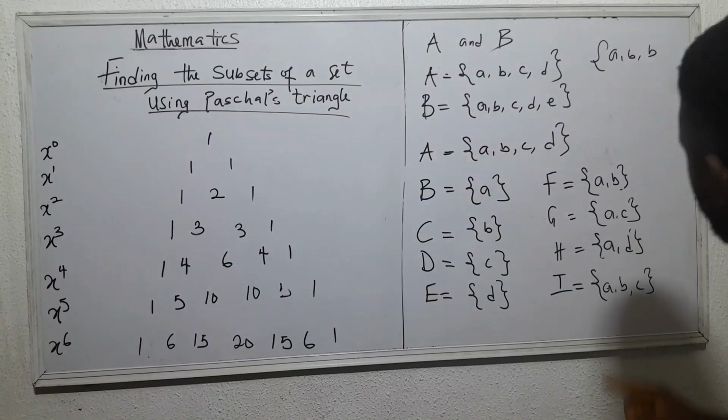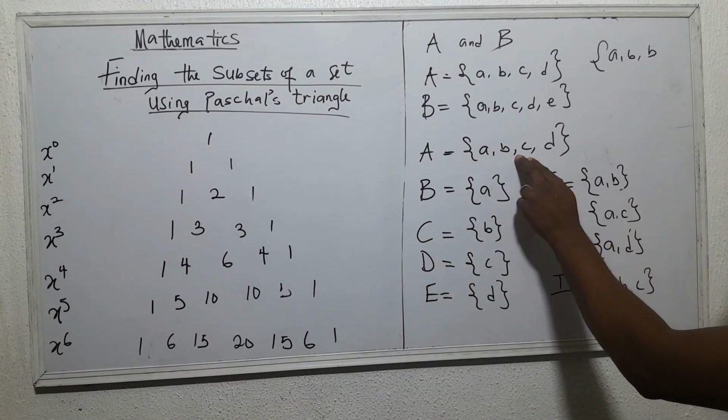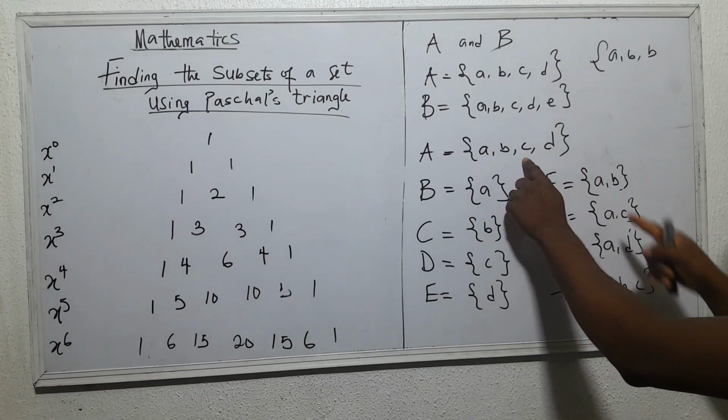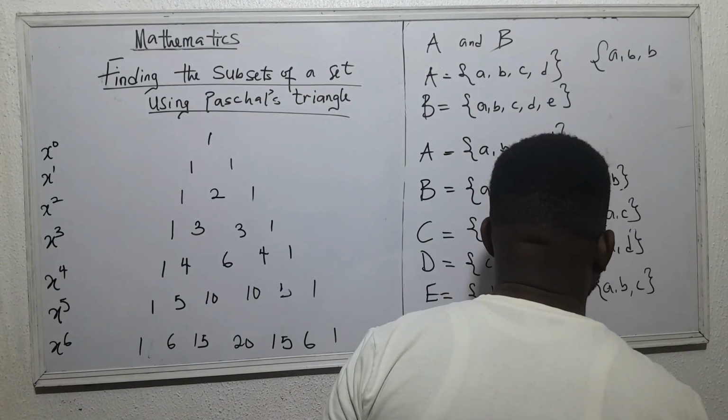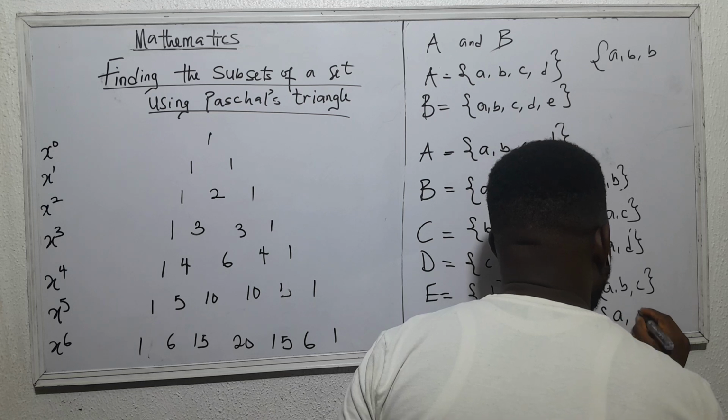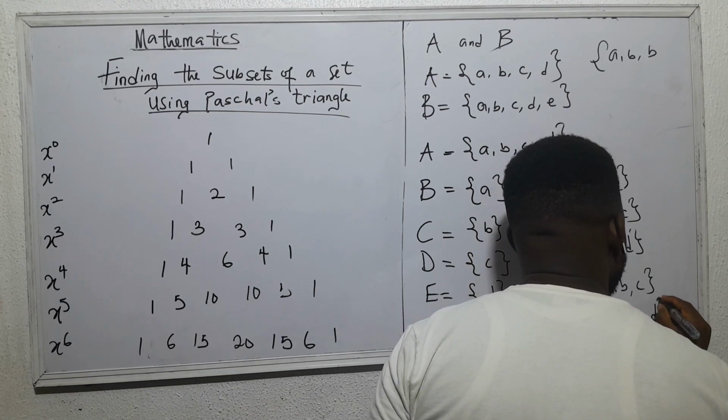So now, with AB, AB cannot map backward, so we have S, A, B, C, right? And then the next one will be A, B, D.